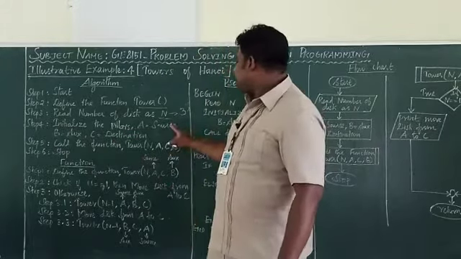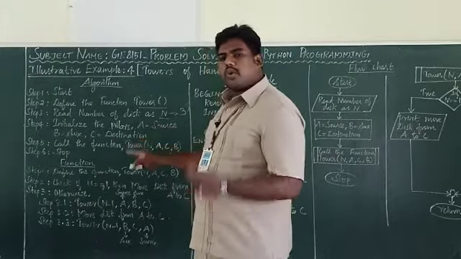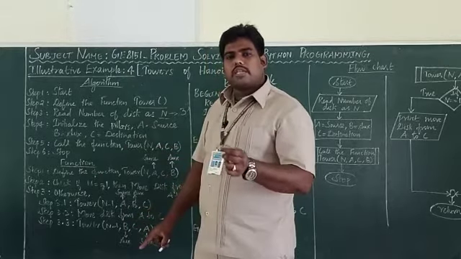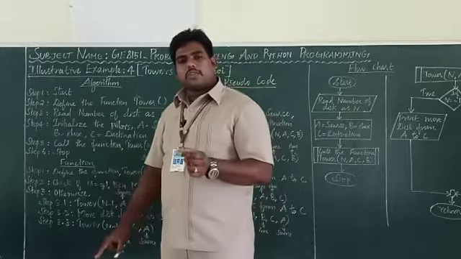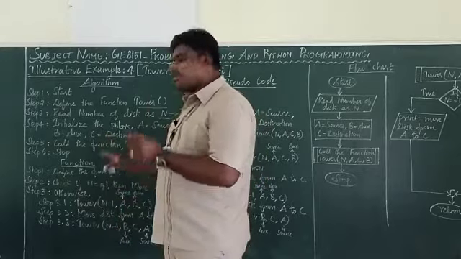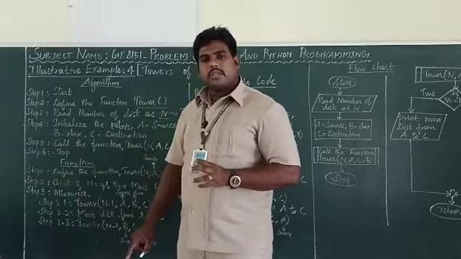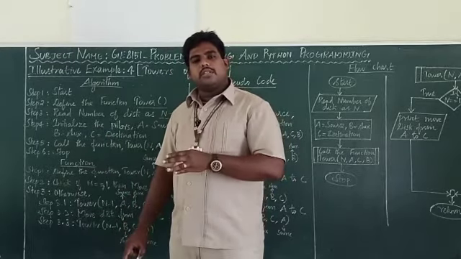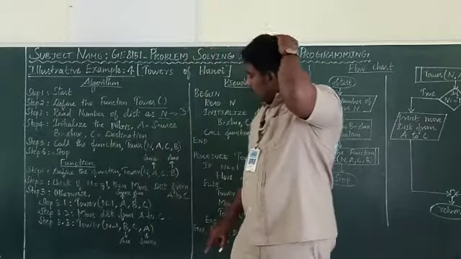I am assigning A equal to source. So A pillar is known as source. And the B pillar is known as aux. And the C is called as destination. Okay. So A is source, B is aux, and C is our destination.